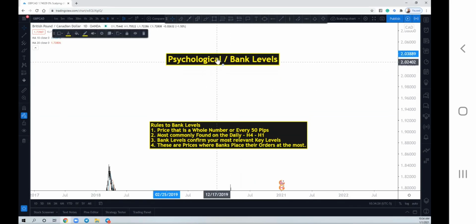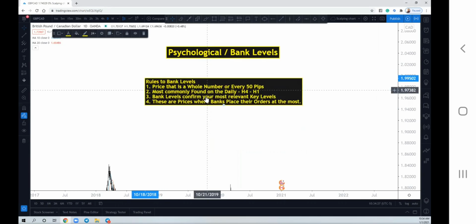Just think about it: banks do not use the lower time frames to place their orders. They're usually on the monthly chart, the weekly chart, the daily chart. And when they are placing their orders, they're going to place them at prices that are whole numbers or every 50 pips. And so you can use these levels as confirmation for your key levels, to make sure that your key levels are the most relevant and that they are in use.